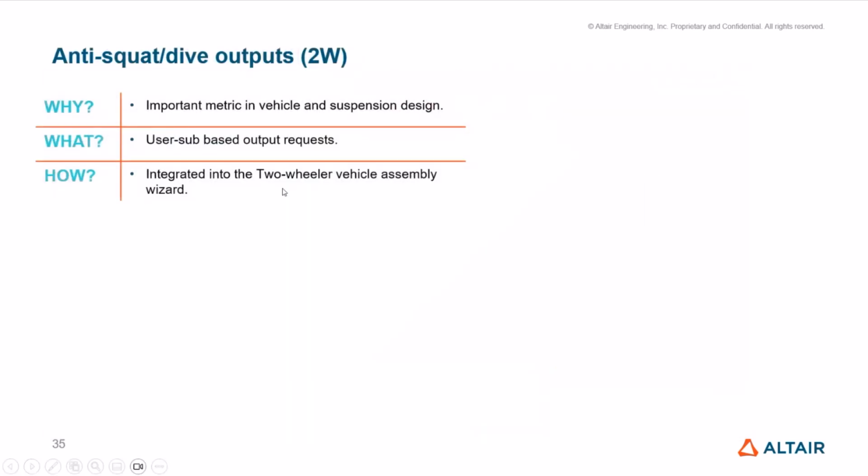Other topics. So anti-squat and dive outputs have been added in 2025.0. This is an important metric for suspension design, which has been missing for a very long time. We have only added this to the two-wheeler libraries as of now, and these calculations are based on geometry.